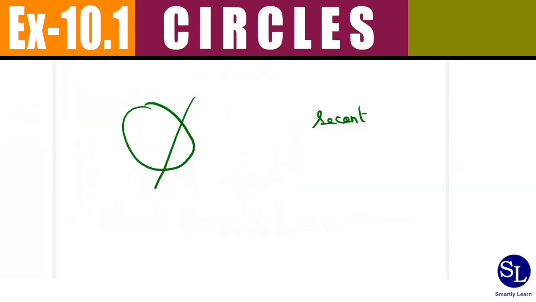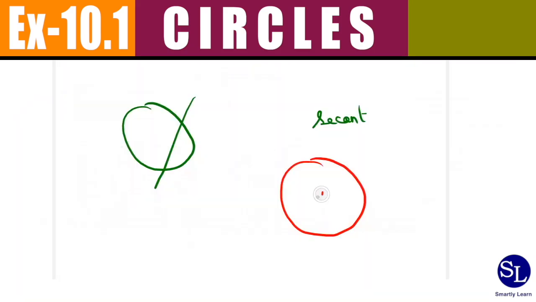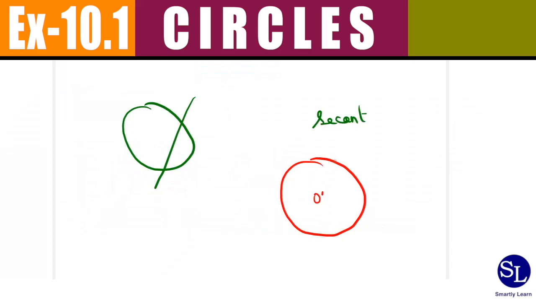So first let's represent this situation as a diagram. We have a circle here. They said that the center is marked as O. So I'm marking this center point as O. The tangent PQ at the point of P. So the point of meeting is going to be P and this point is going to be Q.